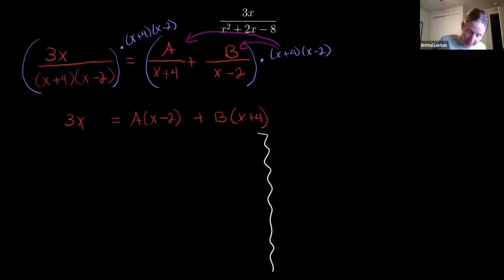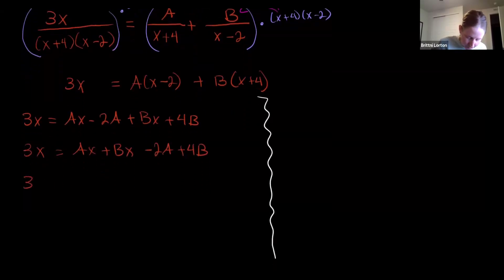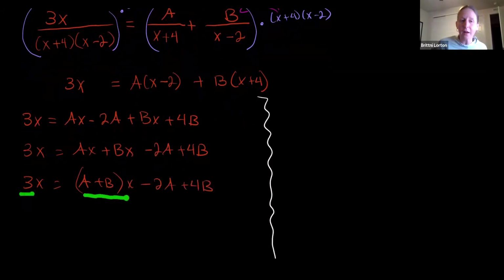So the first method is I'm going to go ahead and distribute, and that would give me 3x equals ax minus 2a plus bx plus 4b. And then I would combine my like terms. So ax plus bx minus 2a plus 4b. And to combine my like terms, really it's (a plus b) times x, and then minus 2a plus 4b. So what I did here is I just took the things that are attached to the x and I put them right next to each other, and then I did the things that don't have any x at all left alone. So kind of combining the like terms.